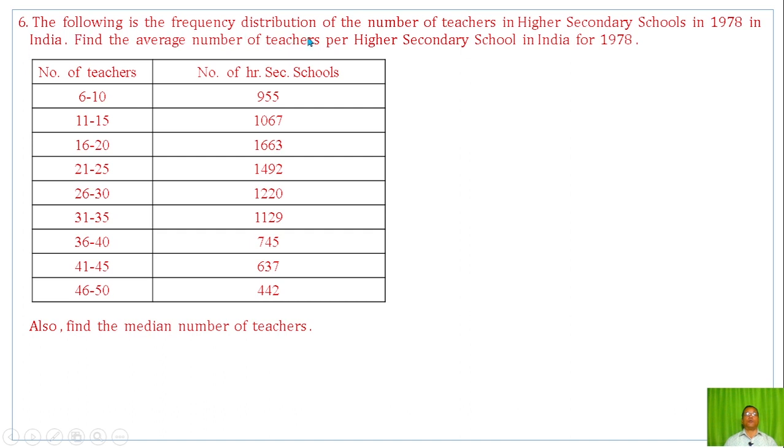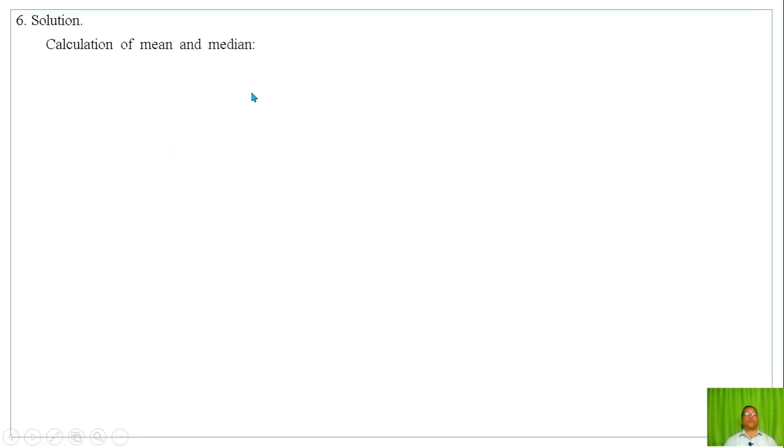The following is the frequency distribution of the number of teachers in higher secondary schools in 1978 in India. Find the average number of teachers per higher secondary school in India for 1978. Also find the median number of teachers. We have to make a column table. Calculation of mean and median.